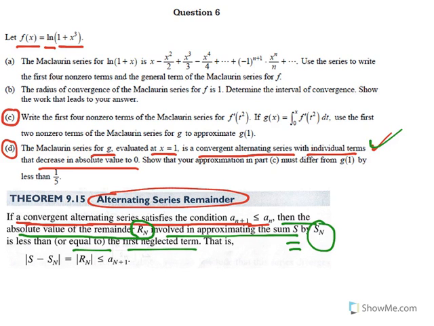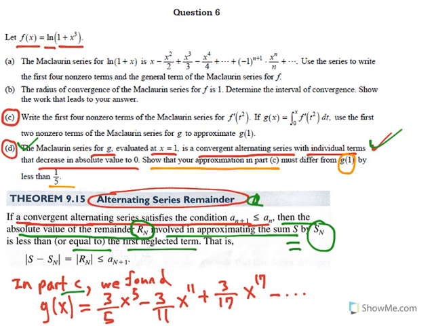So the hypotheses of this theorem are satisfied, so we may use this theorem to do the work that we have to do for part D. And what is it that we have to do? We have to show that our approximation from part C must differ from g of 1 by less than 1/5.